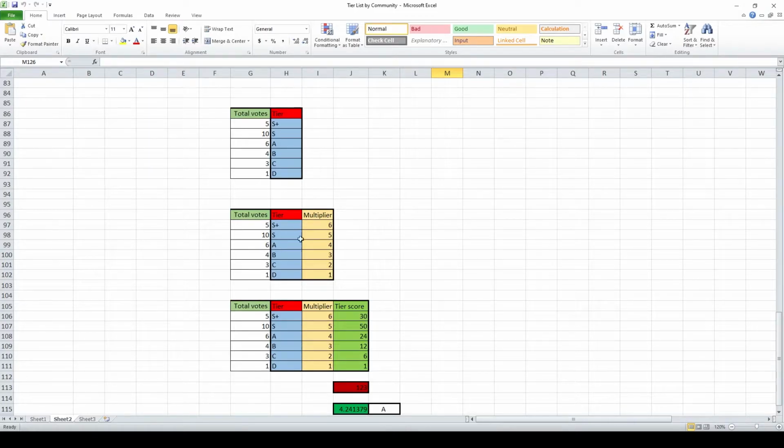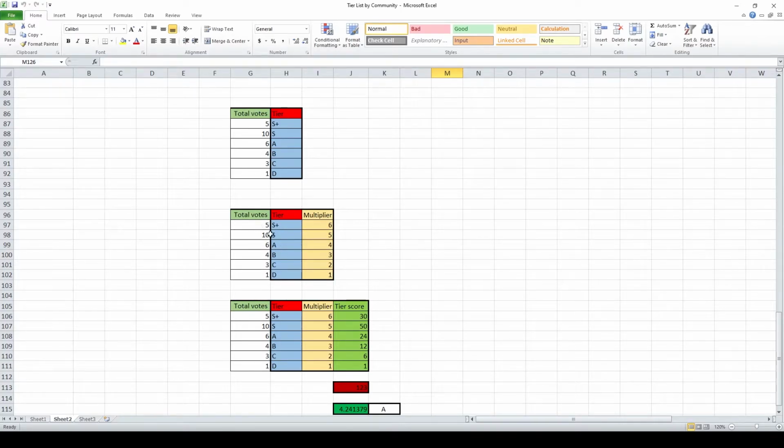Then what I did is I assigned a multiplier to each tier. The better the tier, the higher the multiplier. For example, S+ is 6, S is 5, and so on, D is 1 being the lowest. What I did next is I multiplied the number of votes for each tier by the respective multiplier. For example, here it would be 5 times 6 for S+ tier, 10 times 5 for S tier, and so on for the rest of the tiers.